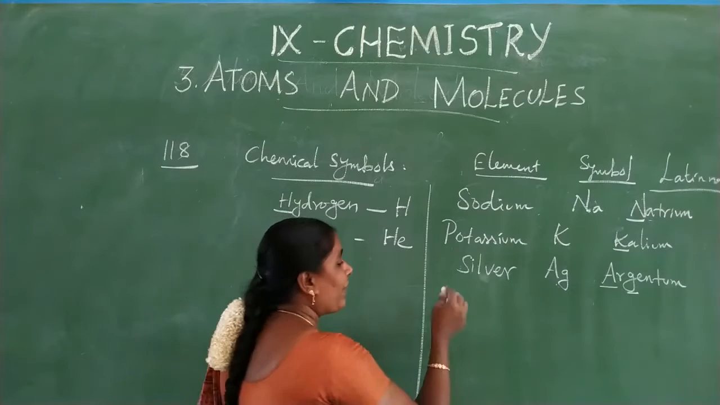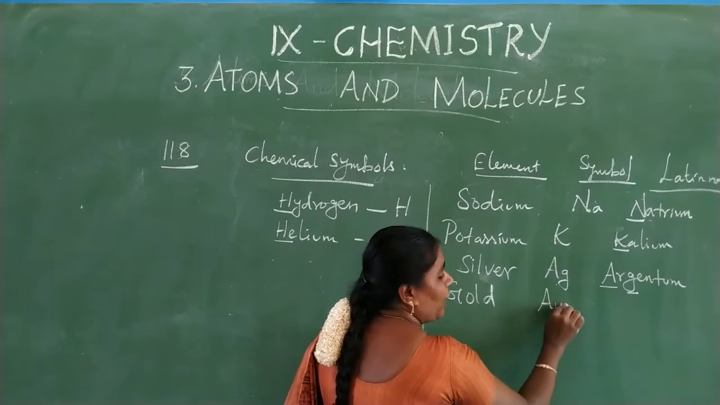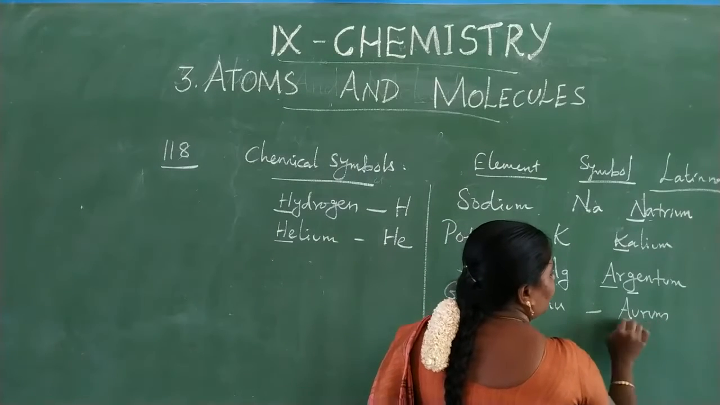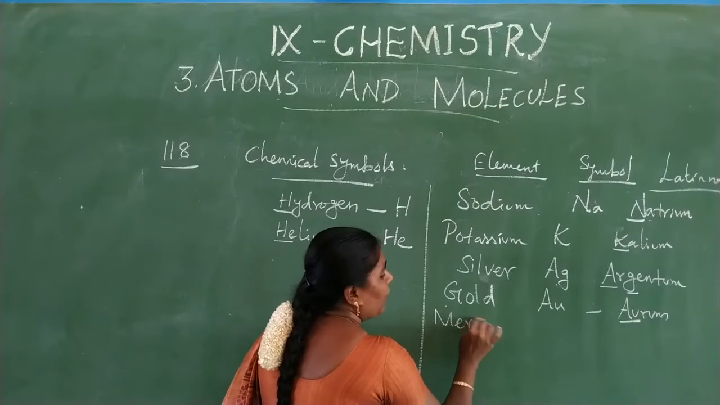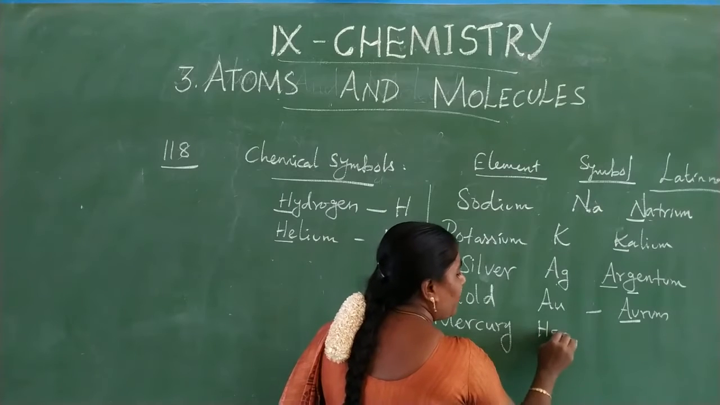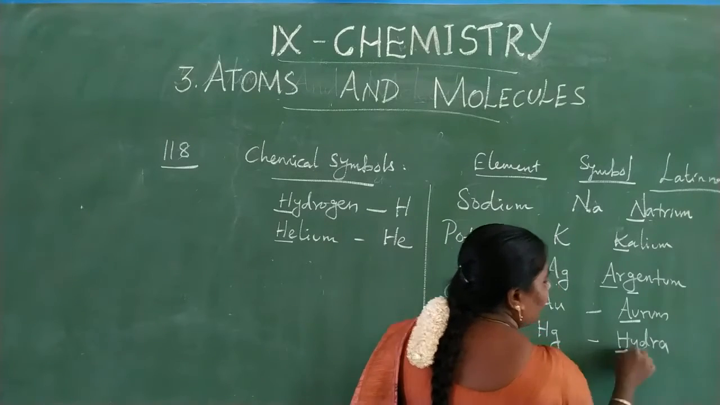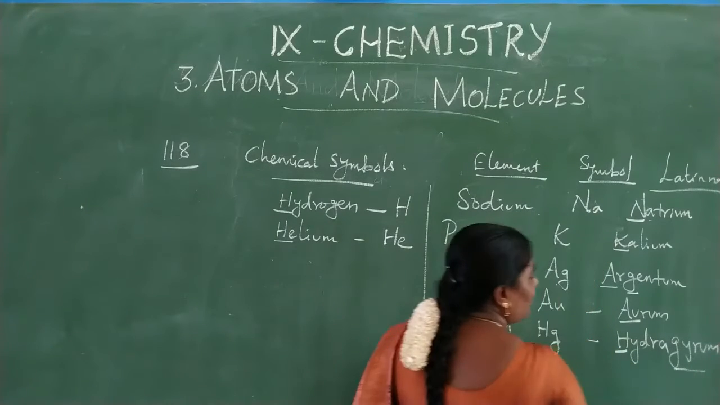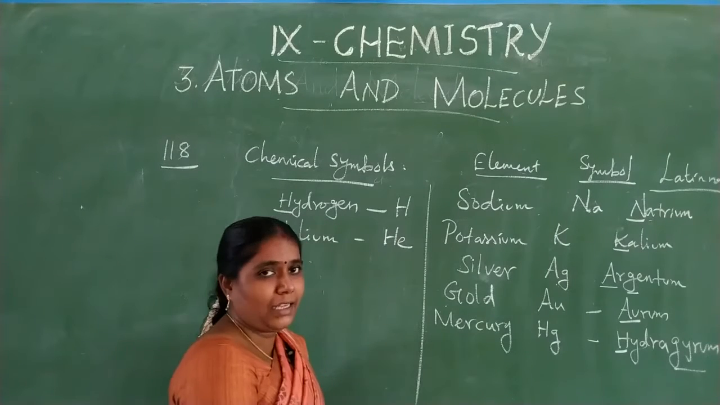Same like this, we can take it for gold also. What's the symbol for gold? It is Au. It comes from the Latin name aurum, so we take the first two letters. Same like this, do you know mercury? What is its Latin name? It is hydrargyrum. From that we take Hg: from hydra we take H, and from gyrum we take G. So hydrargyrum is the Latin name for mercury, and Hg is the symbol.